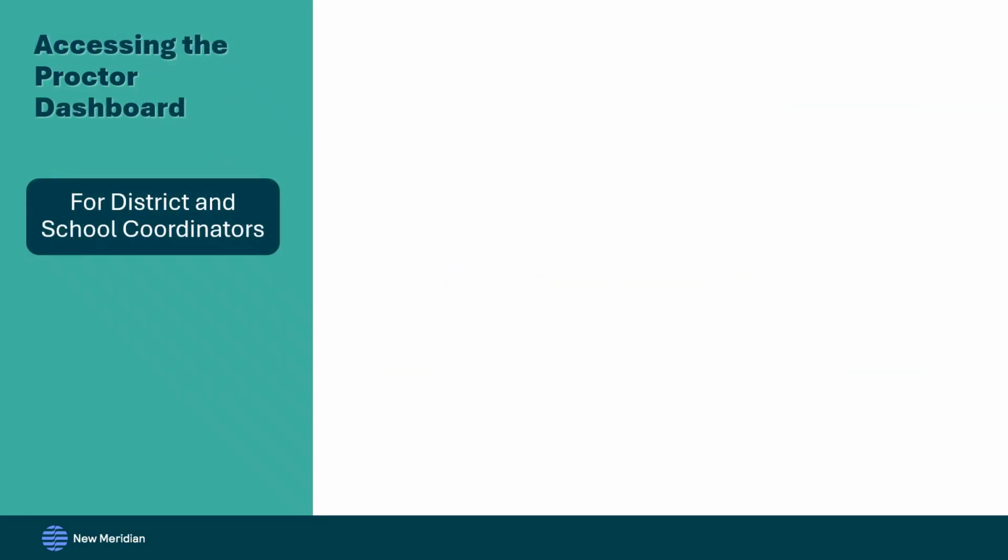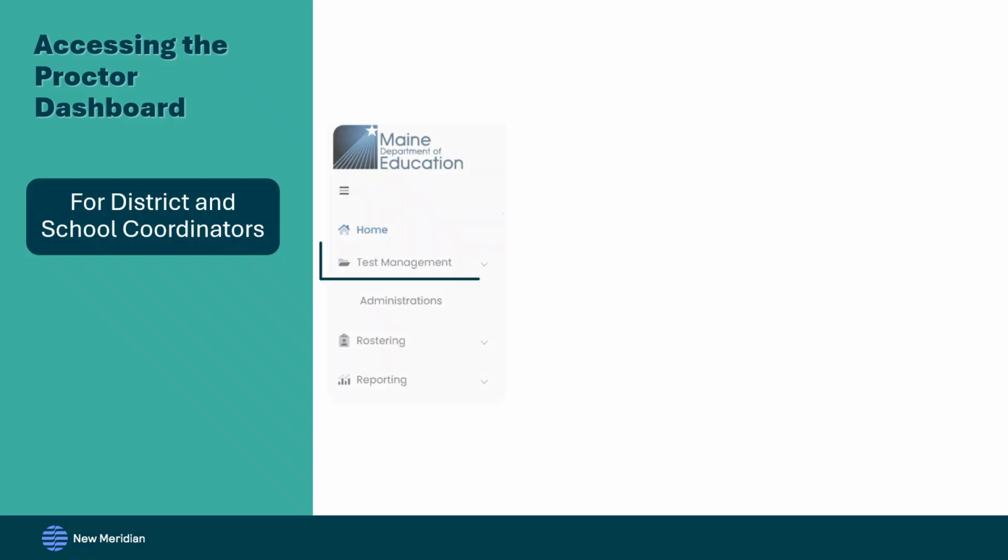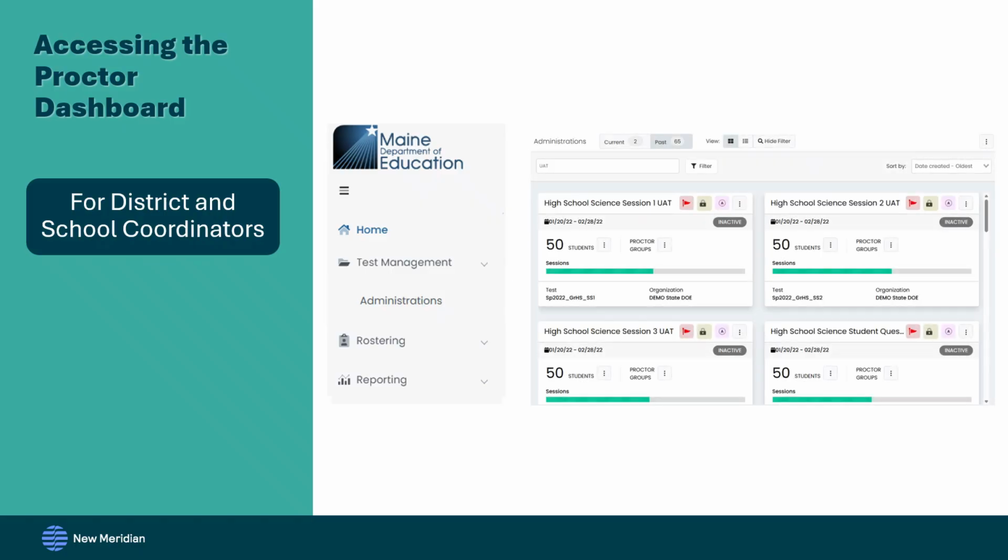District and school coordinators who can log into Atom with their individual username and password will have access to the proctor dashboard from the administration cards for each test session. First, go to the Test Management menu on the left side of the home page, and then choose the Administration submenu to get to the admin cards.